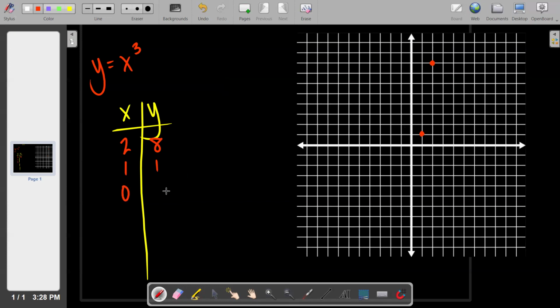And then, of course, if we do 0, we get 0. And this is where you start to see for the first time why this does not look anything like a parabola. -1.